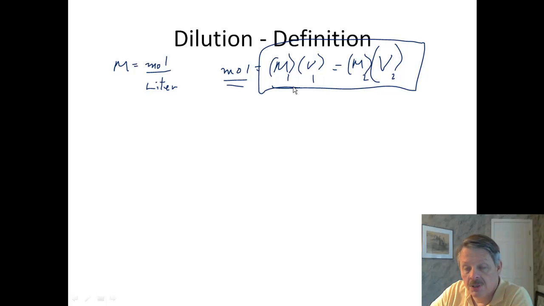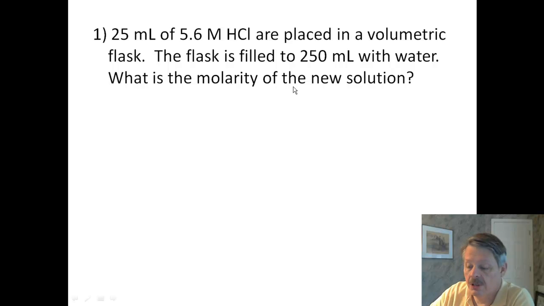Now, you'll notice that since we have volume on both sides, the units end up canceling each other out. So long as we're consistent, we can use milliliters, we can use liters, we could even use cubic meters if we wanted to. This is all going to work out just fine so long as we are consistent. All right, so let's look at the first one.